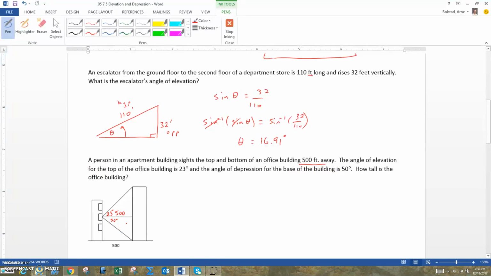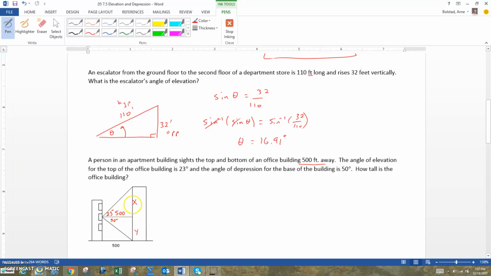How tall is the building? So it looks like we're going to have to break this into pieces. I might call that top part, from that horizontal to the top, X, and from the horizontal here to the bottom, I'd call that Y. So we're going to have to solve for both of those and then add them together to get the height of the second building. So let's take a look.